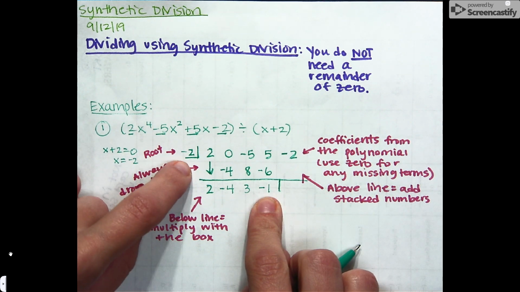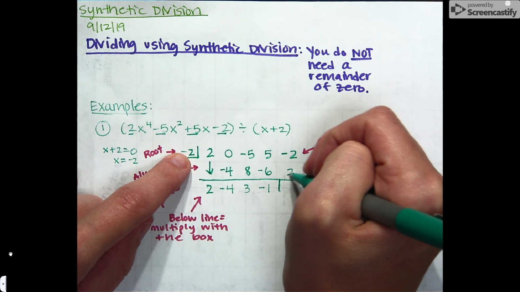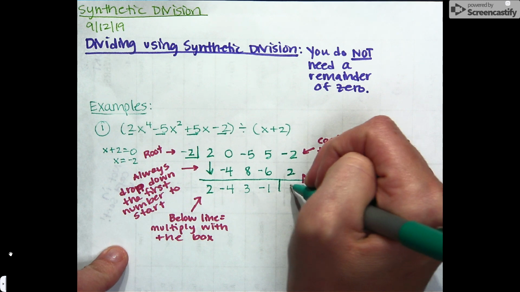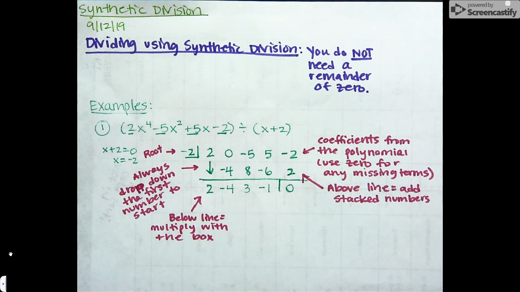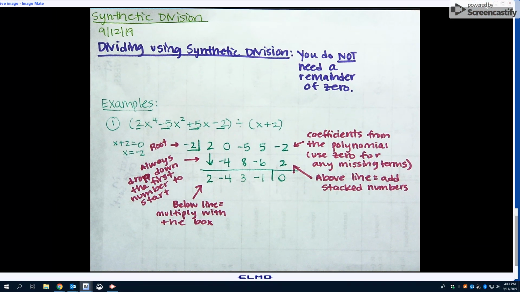Below the line, multiply with the box. -2 times -1 is +2. And above the line, add. -2 plus 2 is 0. Which, when we start factoring in just a minute, is going to be the number that you want at the end, 0. But right now, we don't have to worry about that.